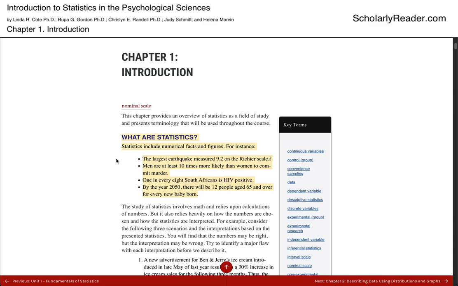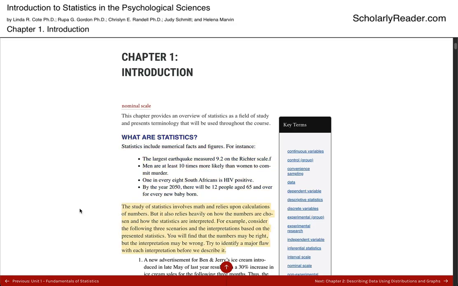What are statistics? Statistics include numerical facts and figures. For instance, the largest earthquake measured 9.2 on the Richter scale. Men are at least 10 times more likely than women to commit murder. 1 in every 8 South Africans is HIV positive. By the year 2050, there will be 12 people aged 65 and over for every newborn baby.